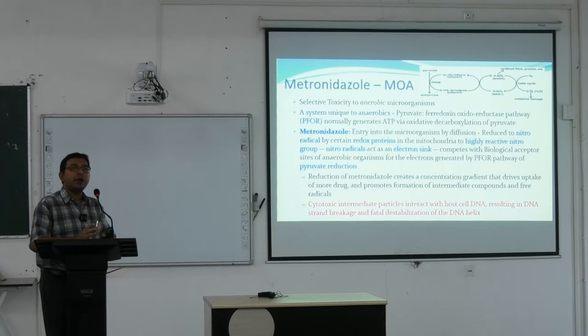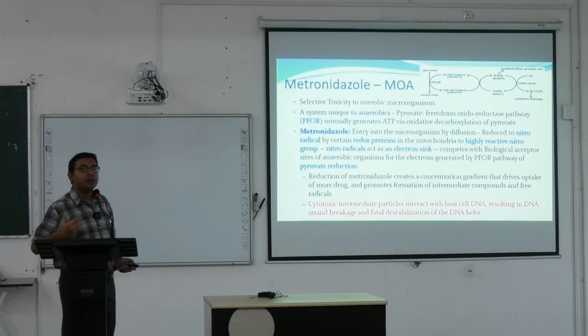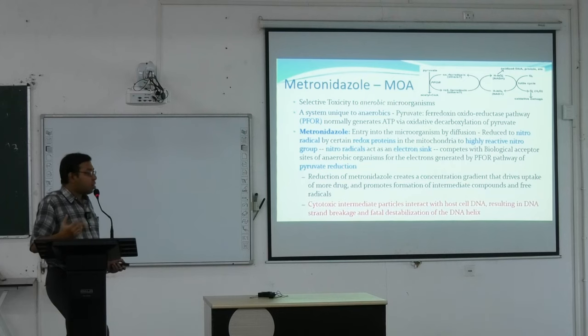So the respiratory chain is uncoupled. The respiratory chain continues, but there will be no ATP production. On the other hand, they also generate different types of cytotoxic particles, most commonly different nitro radicals, that also interact with the DNA, and this DNA becomes destabilized and destroyed. Cytotoxic intermediate particles interact with this host cell DNA, resulting in DNA strand breakage and fatal destabilization of the DNA helix.